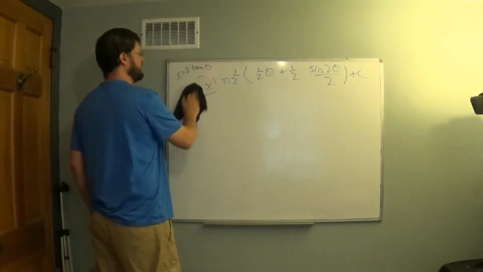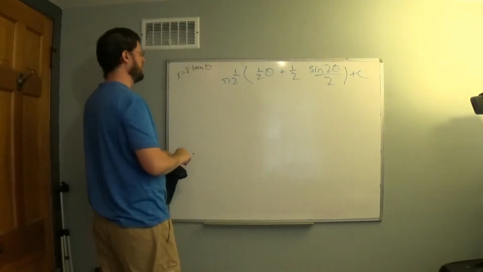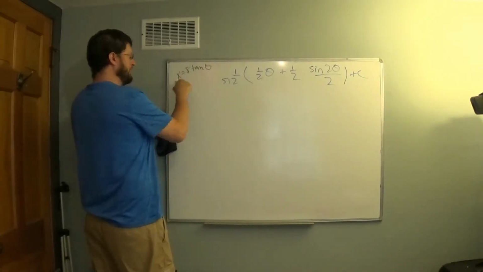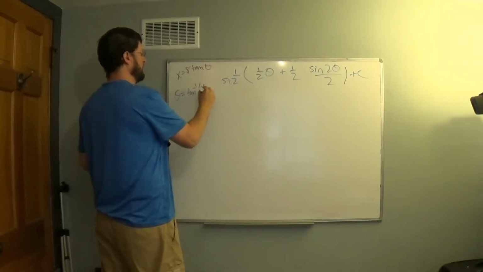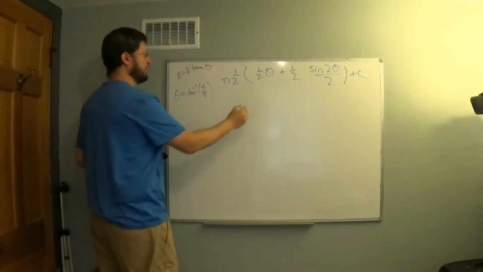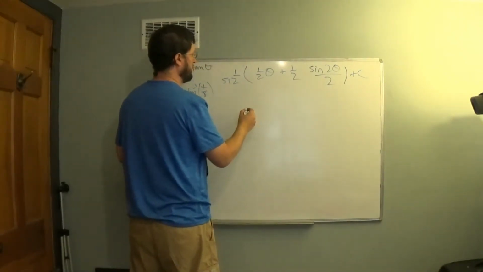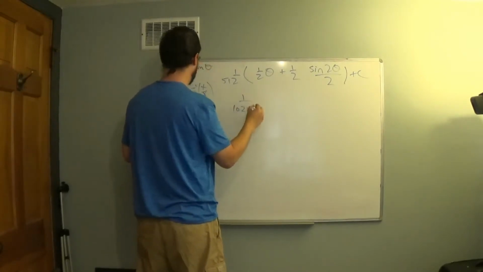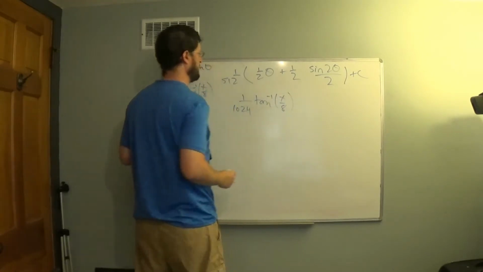Finally, we need to convert these thetas back into x's. That's what this will be good for. So this is tan. If I divide by 8 and take tan inverse, I get theta is equal to tan inverse of x over 8. So let's push the 512 through now. So this makes 1 over 1024. Theta is tan inverse of x over 8.